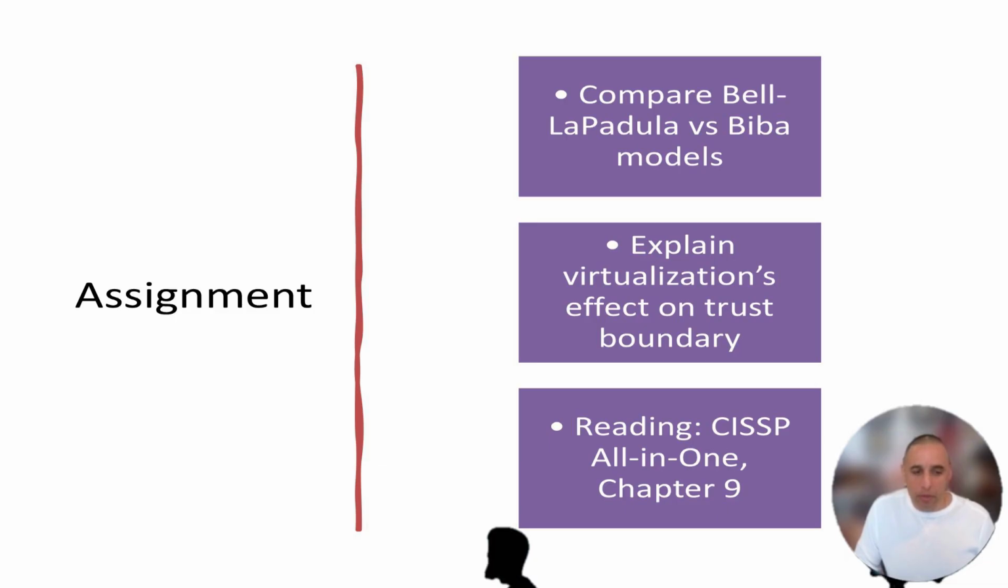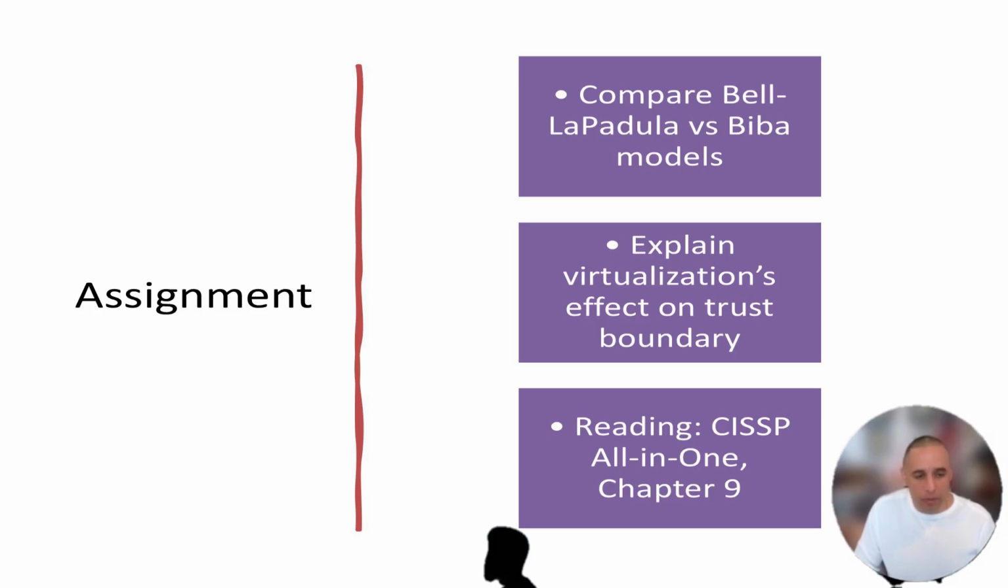Next, explain virtualization's effect on trust boundary. Discuss how virtualization technologies, such as hypervisors and virtual machines, change the traditional trust boundary in computing environments. Think about how isolation, resource sharing, and hardware-based security features impact the way trust is established and maintained.